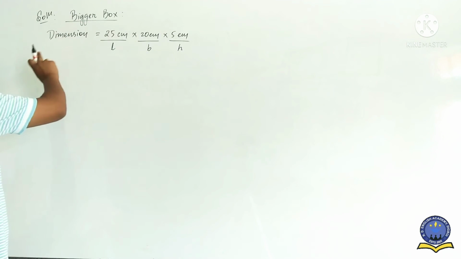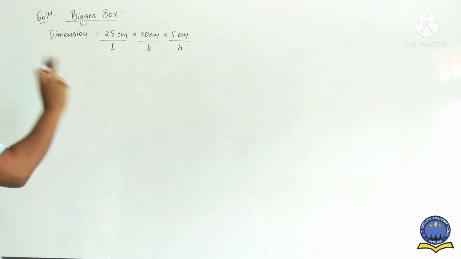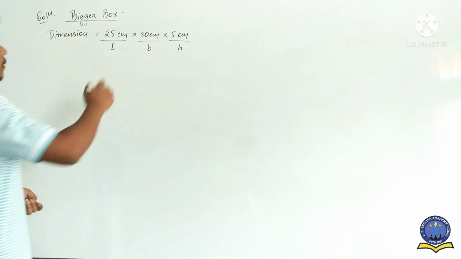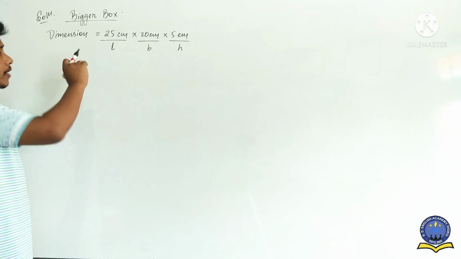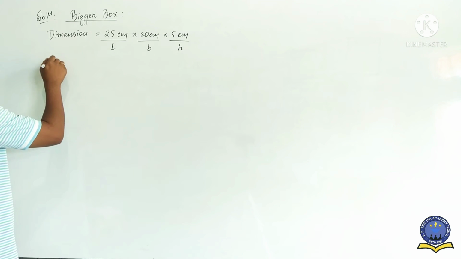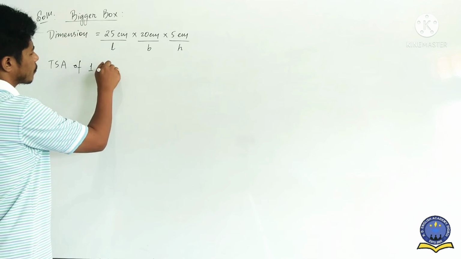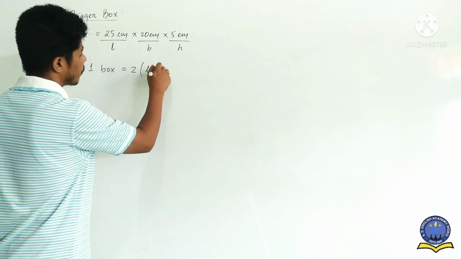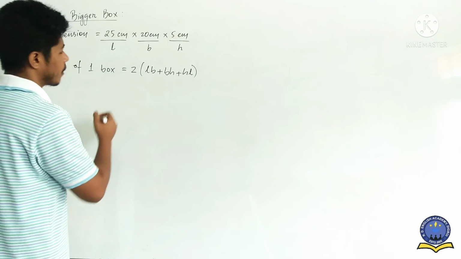So for the bigger box, first of all, for one box, we have to find out the total surface area. If we consider the box as a cuboid, because the dimensions length, breadth, height are given, first we have to find the total surface area of one box. So what you have to write: the formula is 2 times of length into breadth plus breadth into height plus height into length. This is the formula.